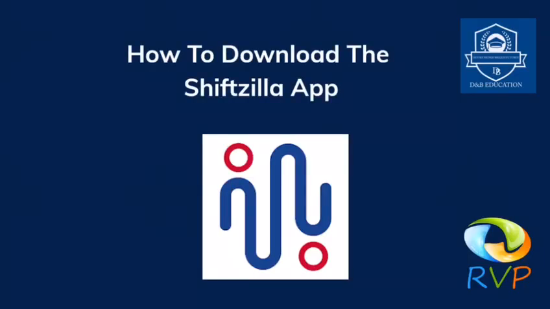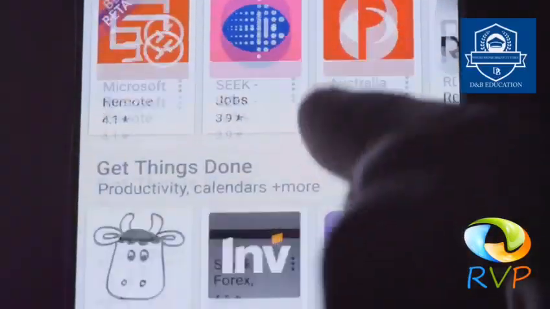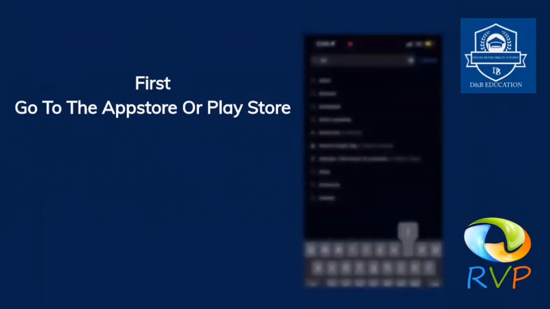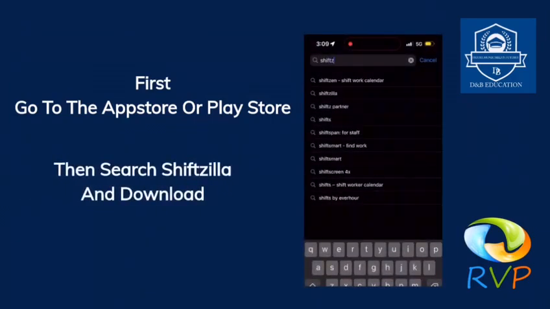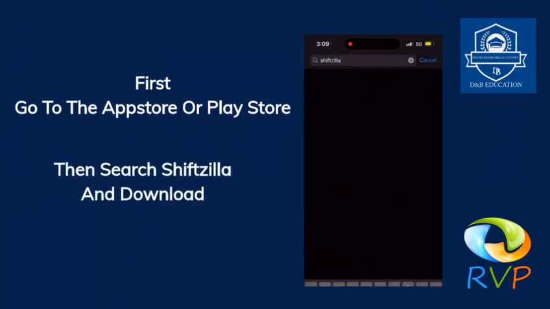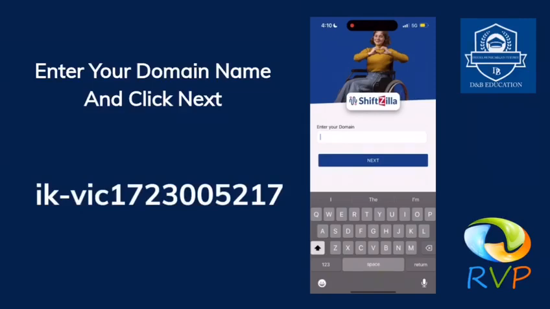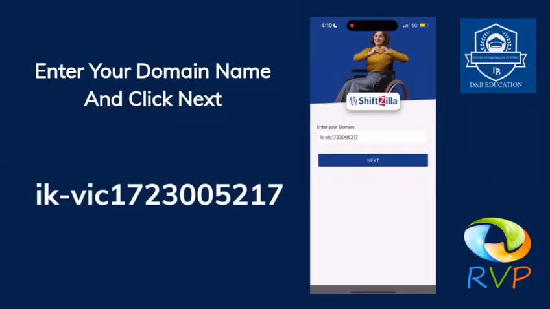How to download the Shiftzila app. First, go to the App Store or Play Store. Then search Shiftzila and download. After that, enter the domain name as IKVIC1723005217.